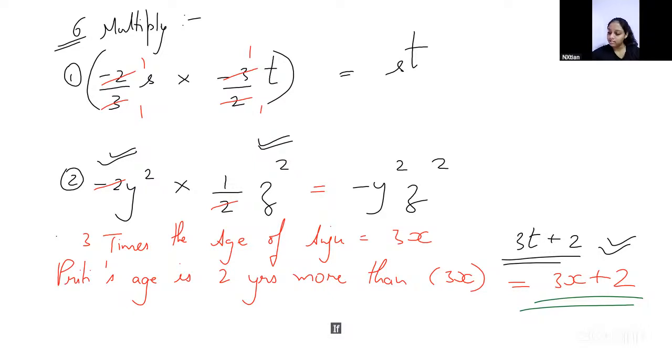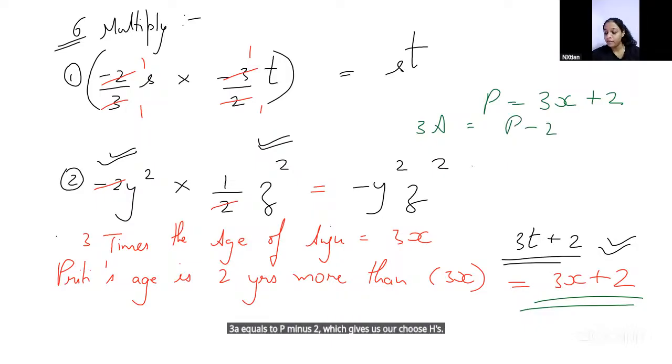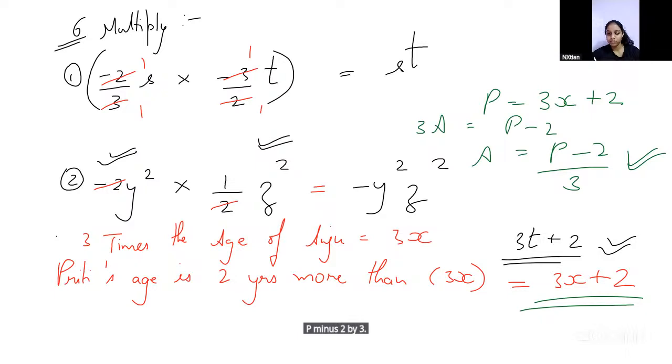If Preeti's age is 3x plus 2, Anju's age will be: 3x equals P minus 2, which gives us Anju's age is P minus 2 by 3. This is what your answer is, Abraham. P minus 2 by 3. Yes, ma'am. It is correct, Abraham.